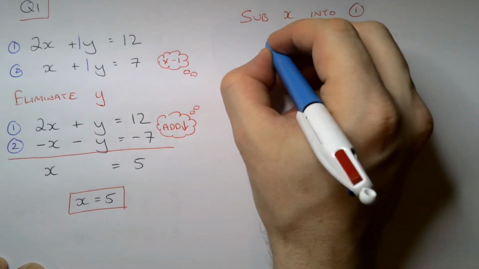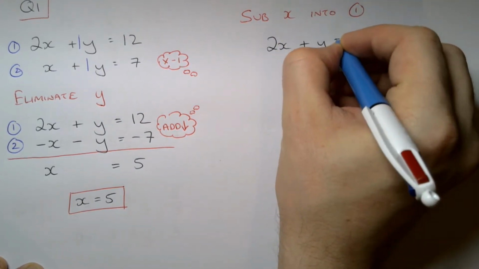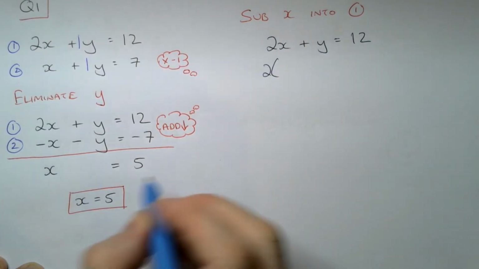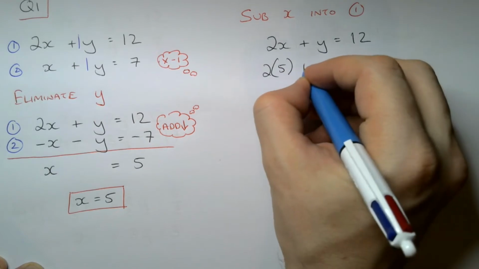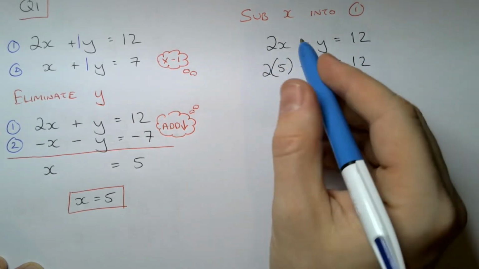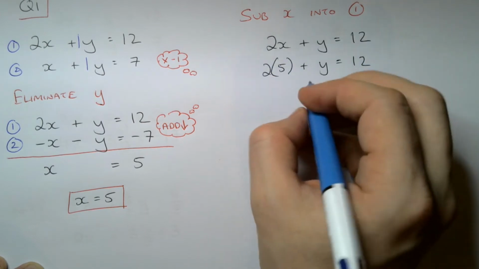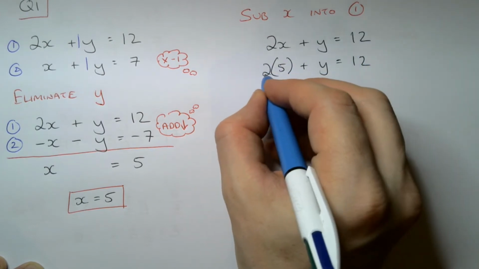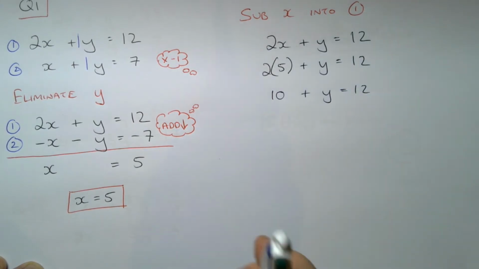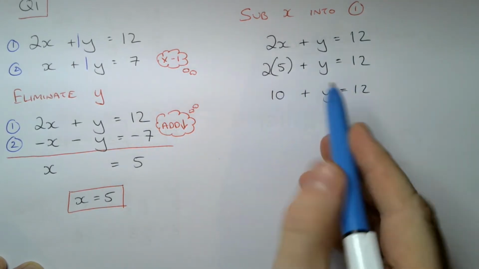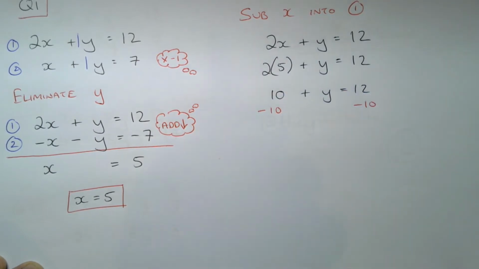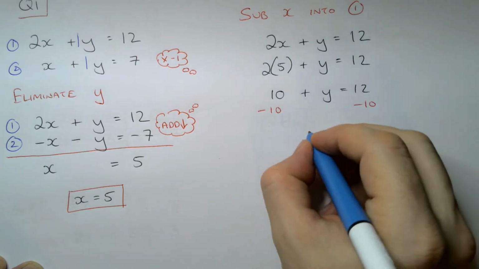So I'm going to write the equation 1, 2x plus y equals 12. And I'm going to replace the x with the number I just found, which was 5. So I'm saying 2 bracket 5 plus y equals 12. Now take your time, use a calculator if you need to, don't be a champ. Make sure to put a bracket, because when we get to negative numbers, it'll screw it up in your calculator. But 2 by 5 will give me 10, plus y is 12. And in order to get rid of the 10 on the left-hand side, I would subtract 10, and if I do it on the left, I have to do it on the right. So I'll get down to y equals 2.